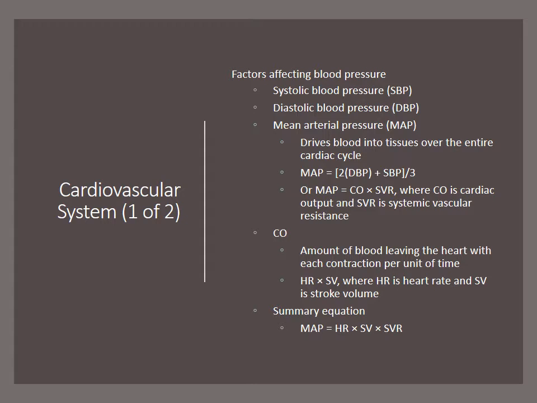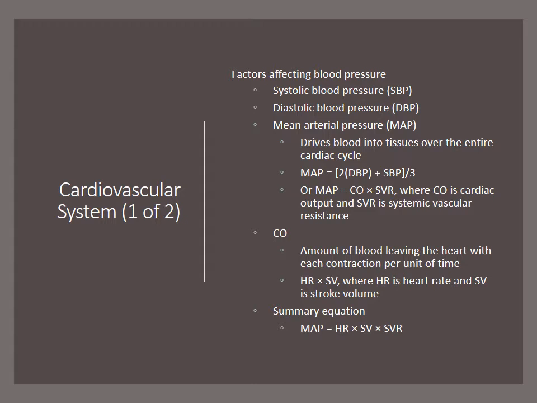However, the cardiac cycle is pulsatile rather than continuous, and 2/3 of the normal cardiac cycle is spent in diastole. Because of this, you can calculate MAP by 2 times the diastolic blood pressure plus the systolic blood pressure, divided by 3. MAP can also be calculated as cardiac output times systemic vascular resistance.